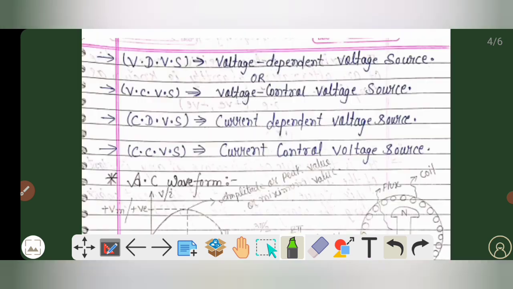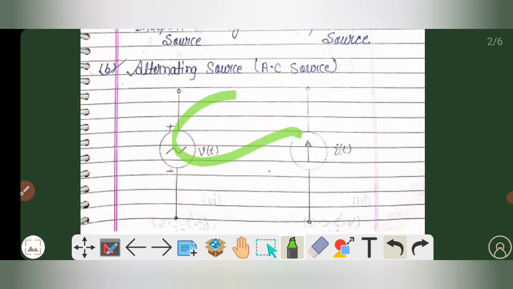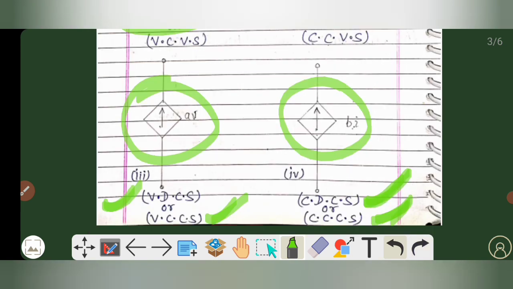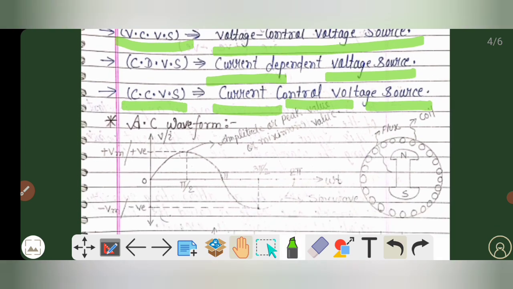Now, my dear friends, as you can see here, all the abbreviations: VDVS denotes voltage dependent voltage source, and VCVS denotes voltage controlled voltage source. The next one, CDVS, means current dependent voltage source, and CCCS stands for current controlled current source. Now, my dear friends, these are all very important from the semester examination and also the competitive examination point of view. Now the next thing is the AC waveform.